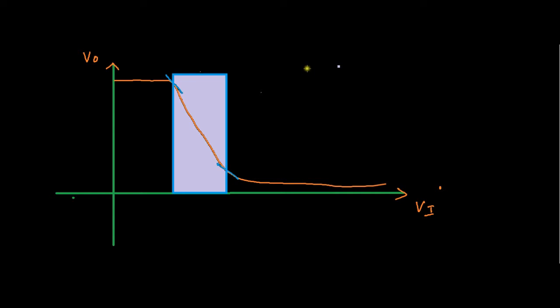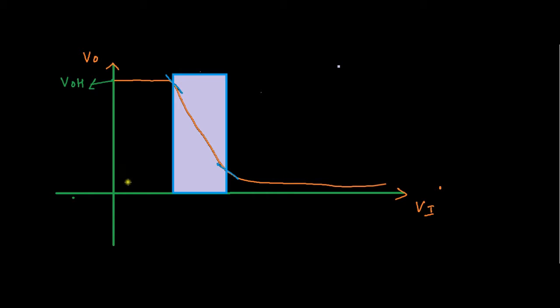Okay, so VOH is the minimum output high level voltage. It means VOH is the maximum output voltage when input is minimum. So in this graph it corresponds to this point. Okay, so this is VOH, and next is VOL, which is the maximum output low level voltage. So when input is maximum, the output will be minimum.